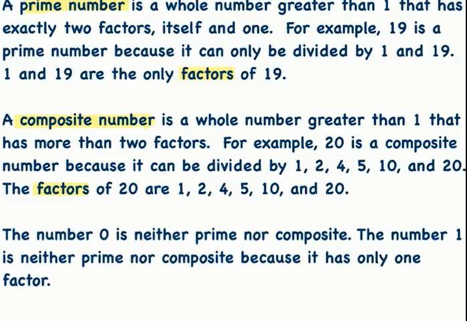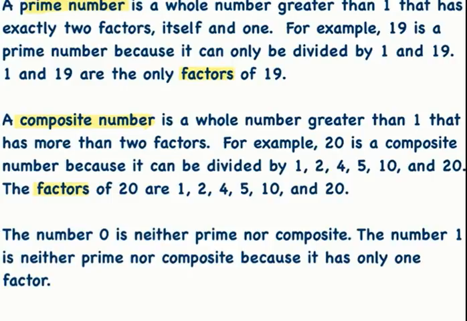So if I list all of the factors of 20, I come up with 1, 2, 4, 5, 10, and 20. So we know that it can be divided by more than two factors. If it had been prime, we could only use 1 times itself, but we came up with a lot of numbers, so it's going to be a composite number.